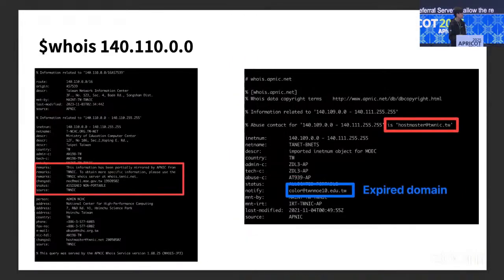And this is another legacy resource. It's also from Taiwan Academic Network, and it's also transferred to the APNIC. And as you can see, there is an expired domain, which is not updated. I don't know why, but I just found it, so I put this screenshot here. Yeah, and it is managed by the TWNIC. As you can see, there is an email. It shows hostmaster at twnic.tw, but it should be the obvious email of the resource holder.